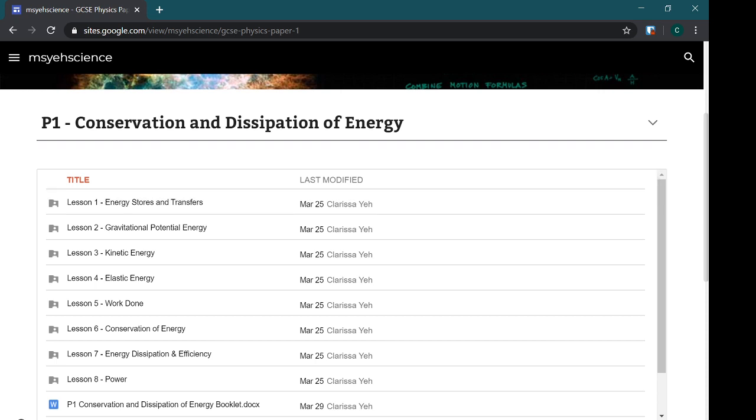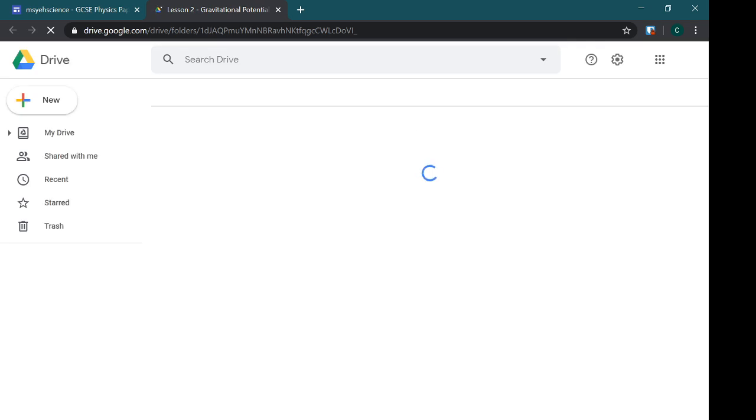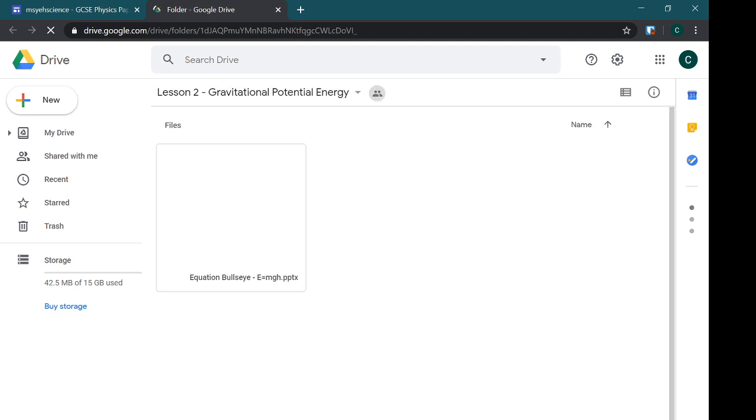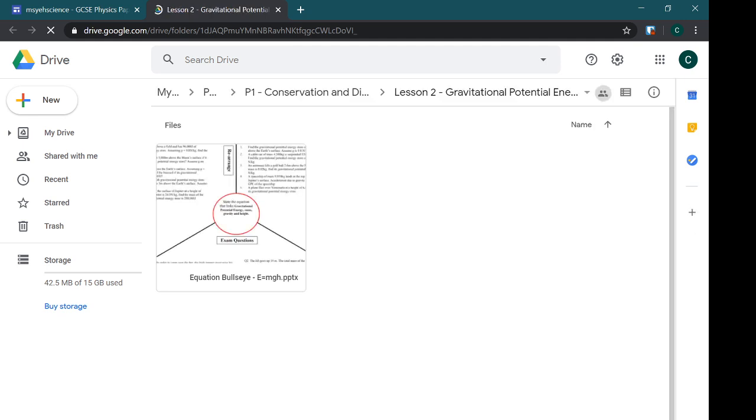Okay, so now, just because I want to be able to get as much stuff done as possible on the website, instead of clicking on lesson 1 and doing energy stores and transfers, you can do that if you want to, but just because I do want to practice calculations today, if you click on lesson 2, gravitational potential energy, there's some practice by here.